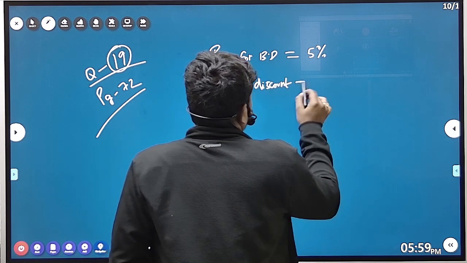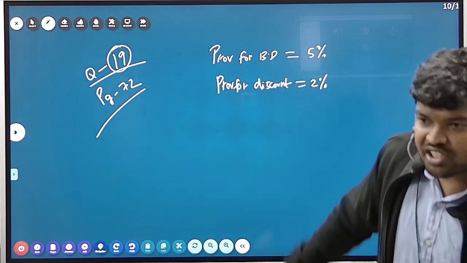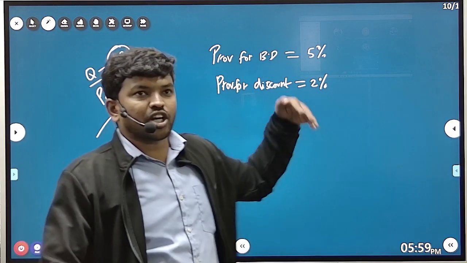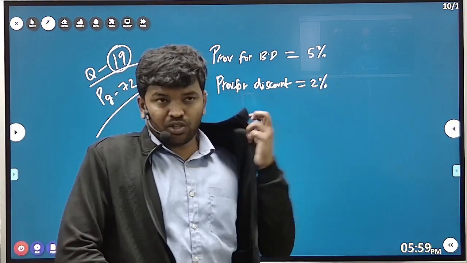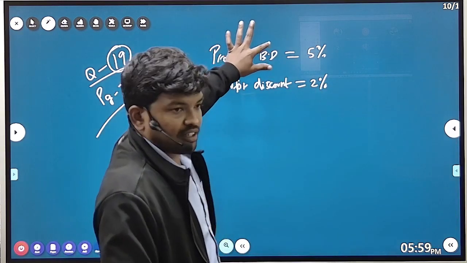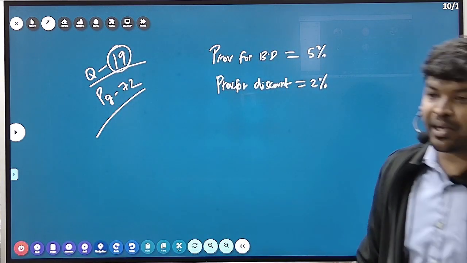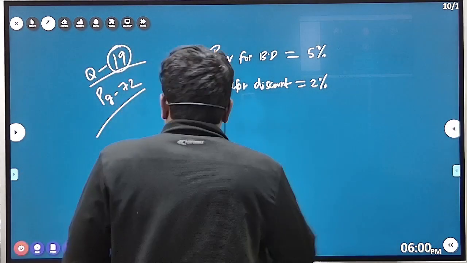Provision for discount on debtors, 2%. First I'll explain what is the difference. What is bad debts? You know bad debts, okay? Whenever some person is not repaying you, I have sold some goods on credit, he has to pay me back, he is not paying me, this is called bad debts, yes or no? But some debtors pay you early, yes or no?